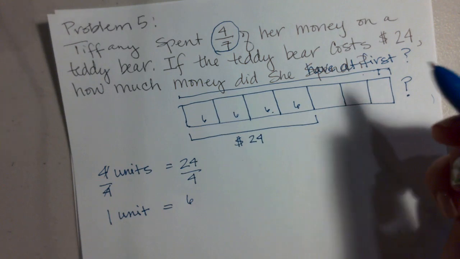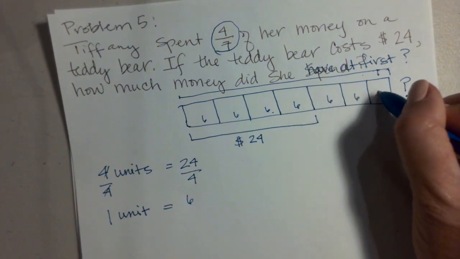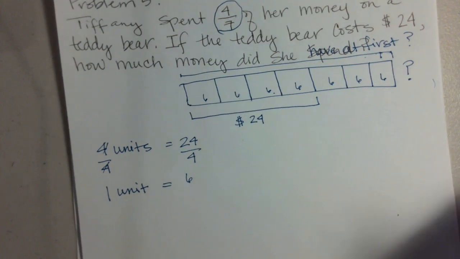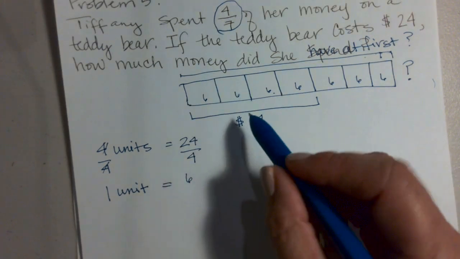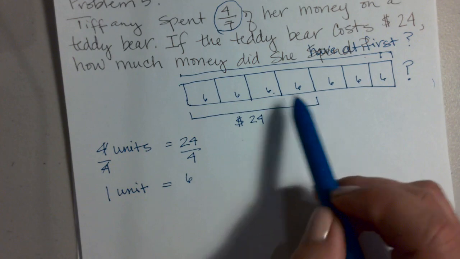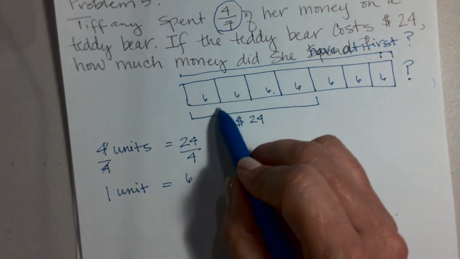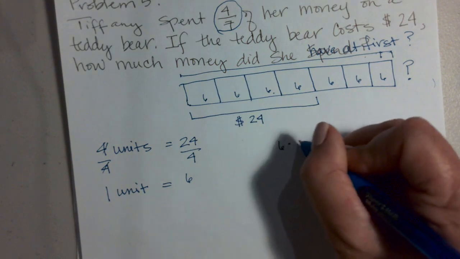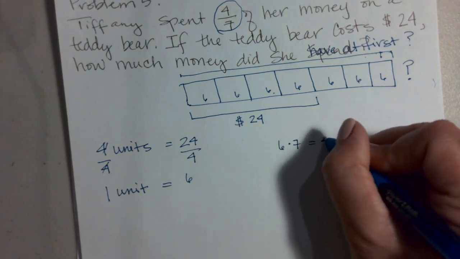So if one of these is equal to 6, what do we know about fractions? They're all equal parts, right? So we know that they all have to be worth 6. Each unit has to be worth 6. So now, instead of 4 units, we need to find out how many are in 7 units. So 6 times 7 equals 42.